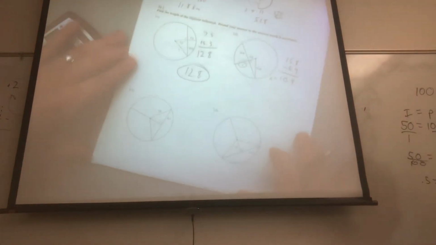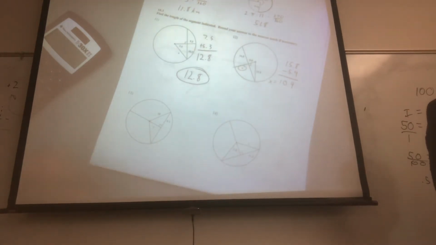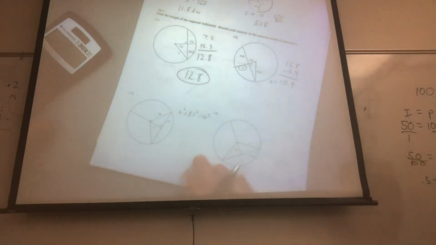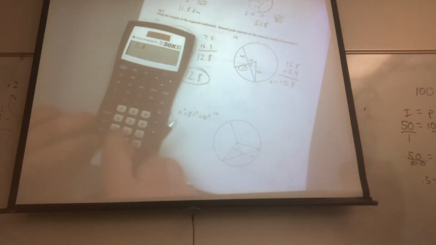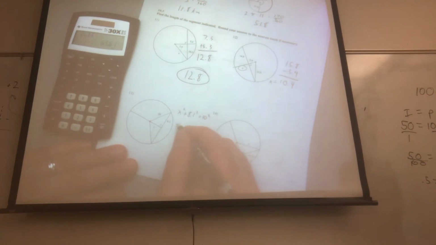On number 13, we have 10, we have 8.1, we have the x. On this one, we're going to need the Pythagorean theorem. So it's going to be x squared plus 8.1 squared is equal to 10 squared. 8.1 squared is going to give us, I'm going to turn that rounding thing off, 65.61. So this is x squared plus 65.61 is equal to 100.